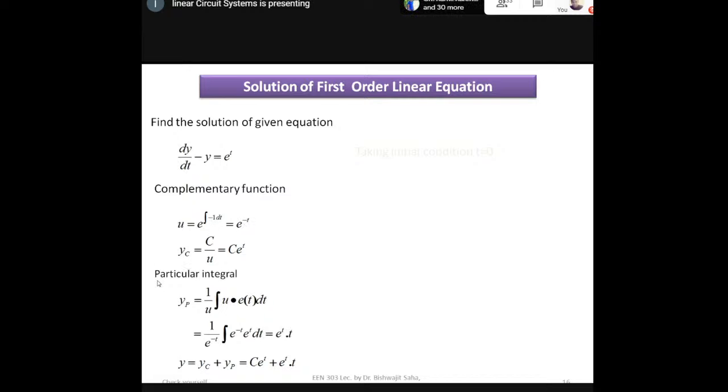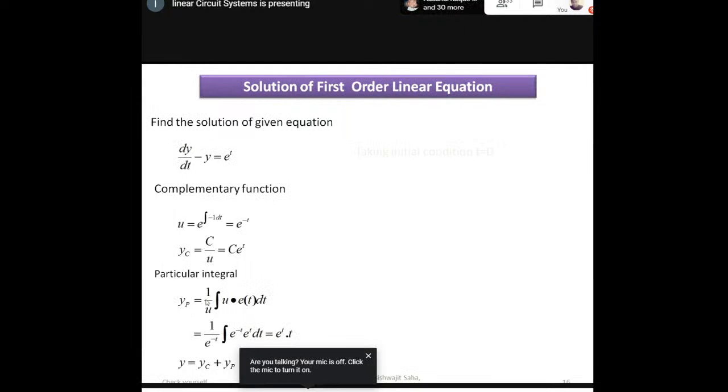So after that, we need to find the particular integral. The particular integral equation, as you can remember, is yp equals 1 over u times the integration of u f of t dt. It was written, right? Since f of t is e to the power t, the 1 over u value has been put into the equation, and f of t is e to the power t, so it is e to the power t dt.